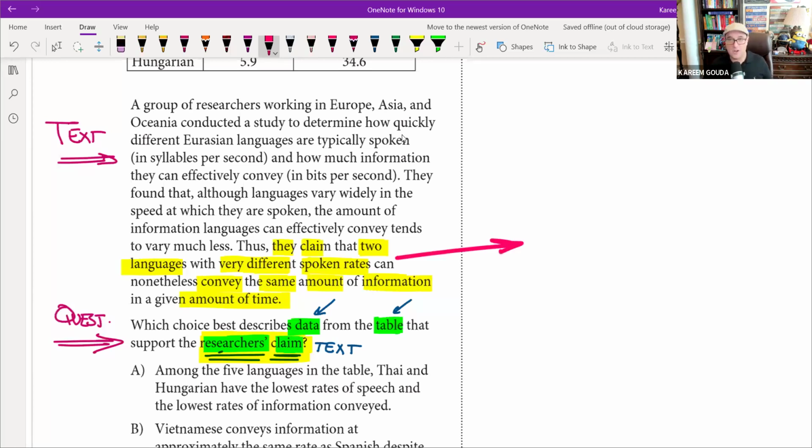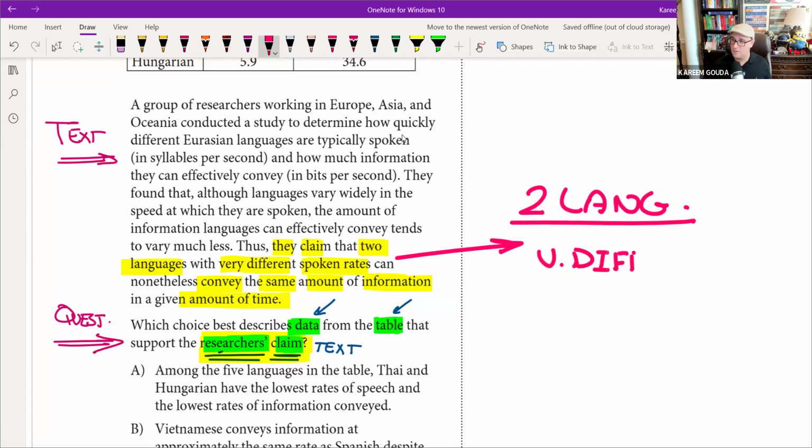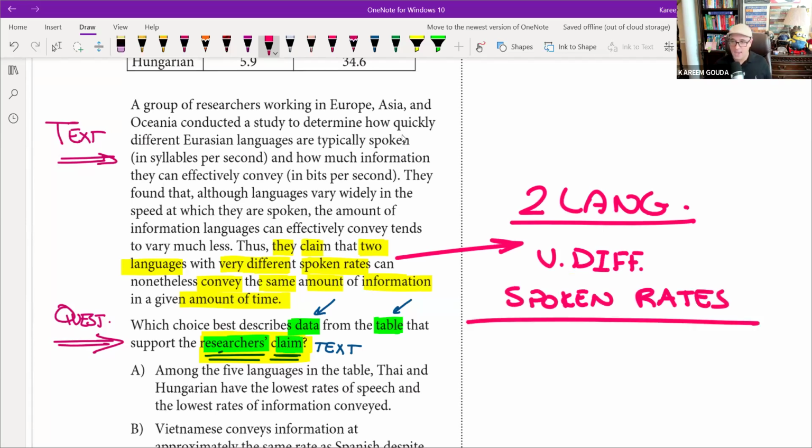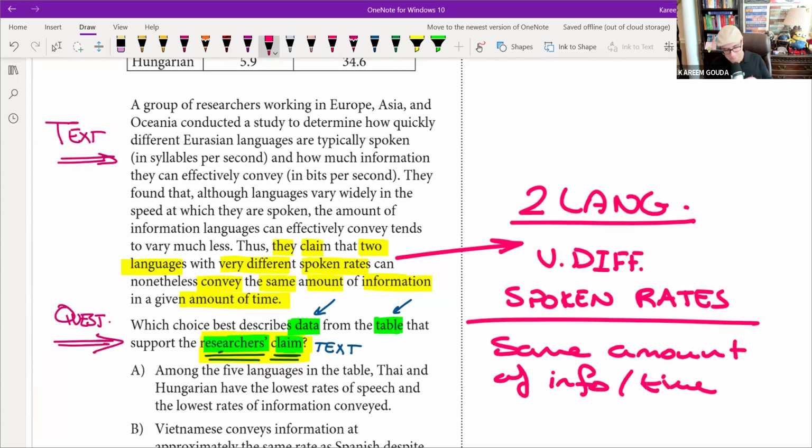So translation, and you can write this on a blank piece of paper on the test, write a note, okay? We want to find something that proves that two languages, all right, very different spoken rates, can nonetheless convey the same amount of info. So basically, what are we looking for? Two languages, very different spoken rates, same amount of information. Easy? Easy or not? Come on, tell me. Is this easy or not? It's super easy, right? Okay.